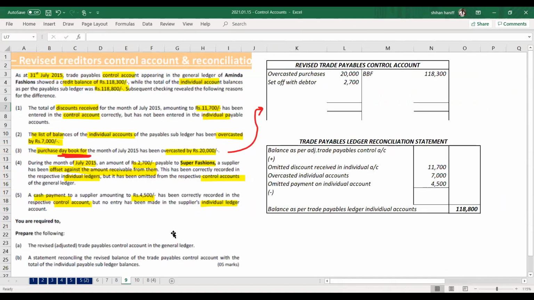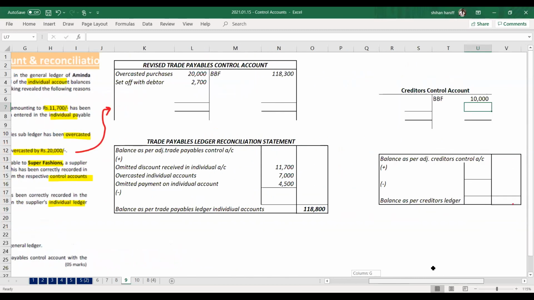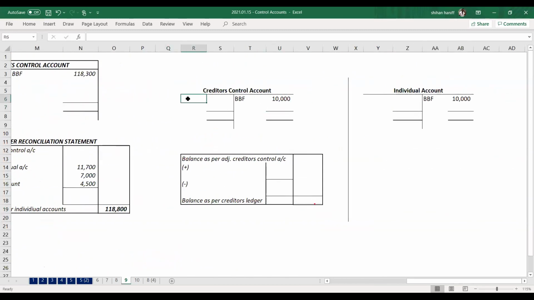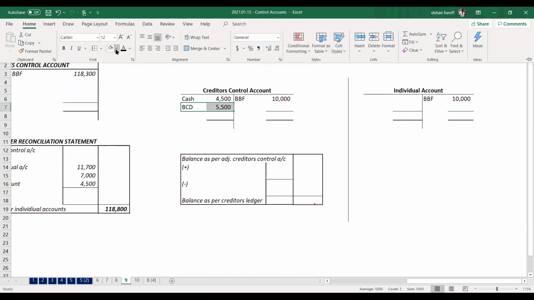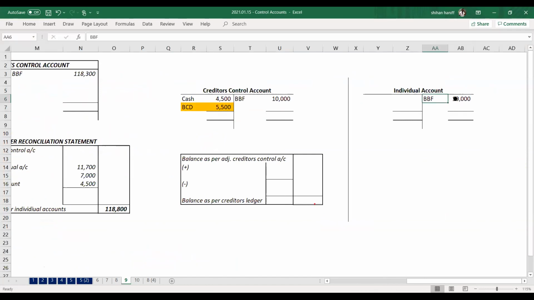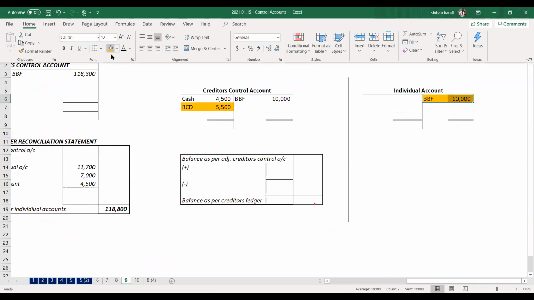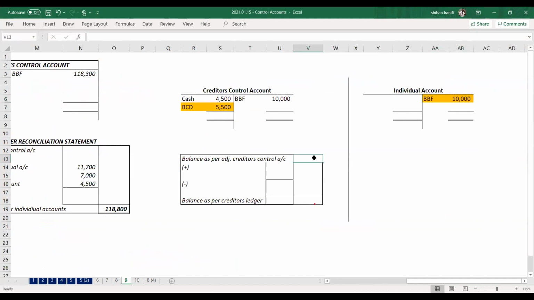A cash payment to supplier of 4,500 has been correctly recorded in the control account. So 4,500 debited, cash credited. Now, what is the balance here? It's 5,500. So the creditors control account balance is 5,500, but the individual account balance is 10,000.